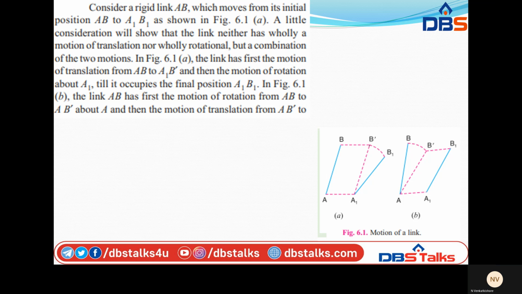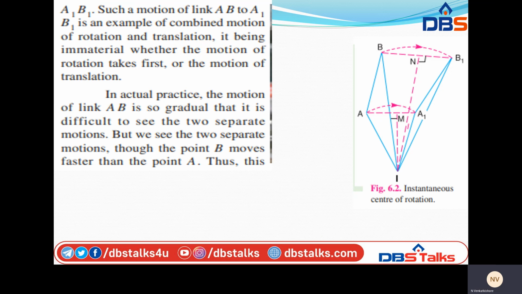So till it occupies the final position A1 B1, there may be first a motion of rotation from AB to A B dash about A, and then a motion of translation from A B dash to A1 B1. So such a motion of the link, AB to A1 B1, is an example of a combination of motion of rotation and, at the same time, translation.